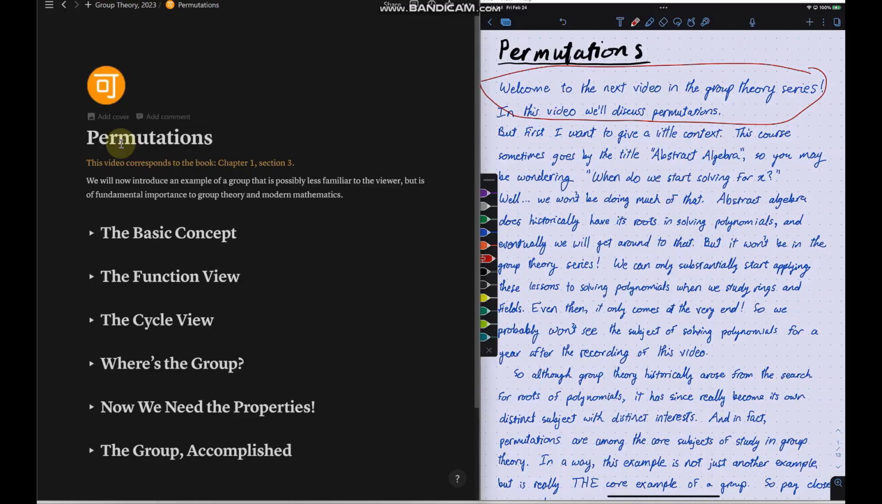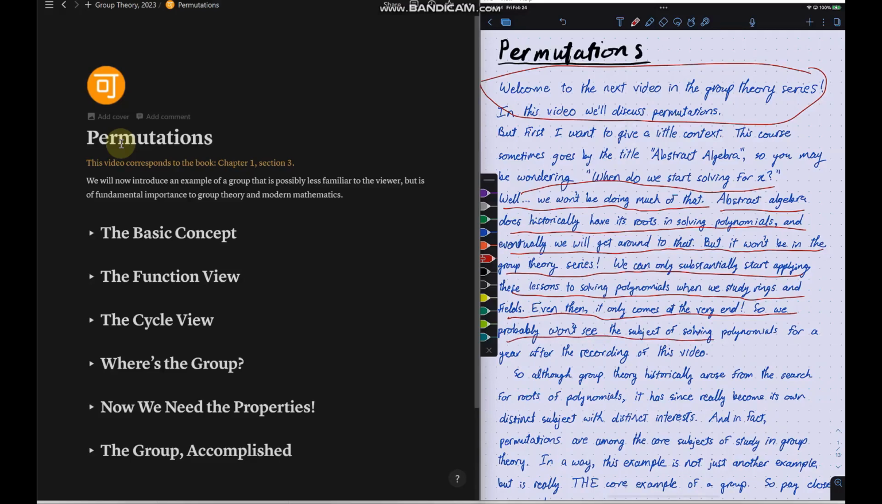This course sometimes goes by the title Abstract Algebra, so you may be wondering, when do we start solving for x? Well, we won't be doing much of that. Abstract algebra does historically have its roots in solving polynomials, and eventually we will get around to that. But it won't be in the group theory series. We can only substantially start applying these lessons to solving polynomials when we study rings and fields. Even then, it only comes at the very end. So we probably won't see the subject of solving polynomials for a year after the recording of this video.